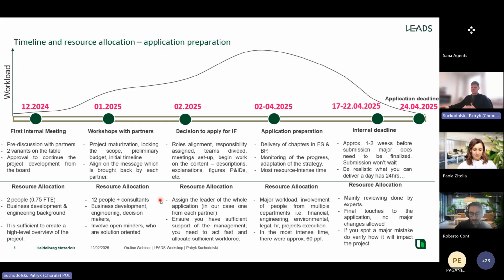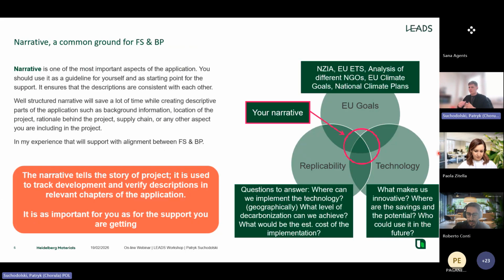So as you can see, it was a very quick ramp up of the capacity of the workload which we had, and later on, once we are moving towards the deadline, the workload is going downwards, because we are finishing more and more chapters, and we could focus more on the final touches to the application.